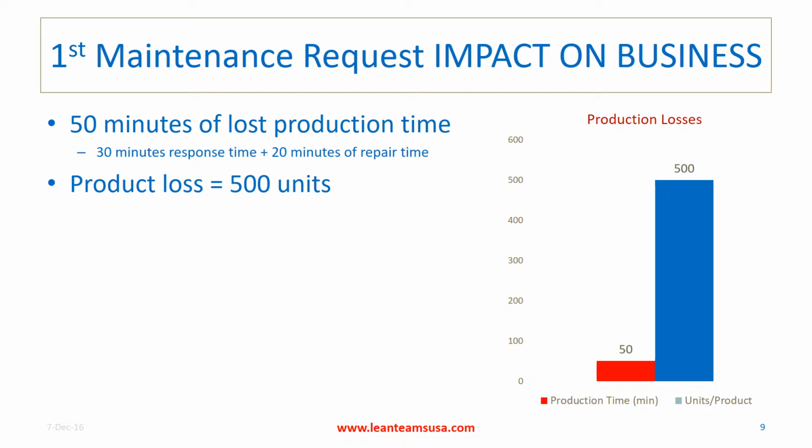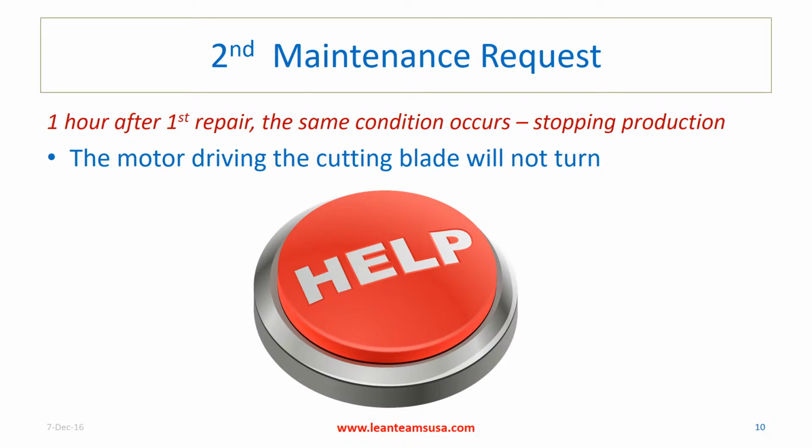Here we see the results, which are close to the averages seen during the team's data collection stage. Production time loss of 50 minutes. Do not forget, this is the value stream's bottleneck. This downtime results in a production loss of 500 units. One hour after the repair, there is a second maintenance request for the same condition.